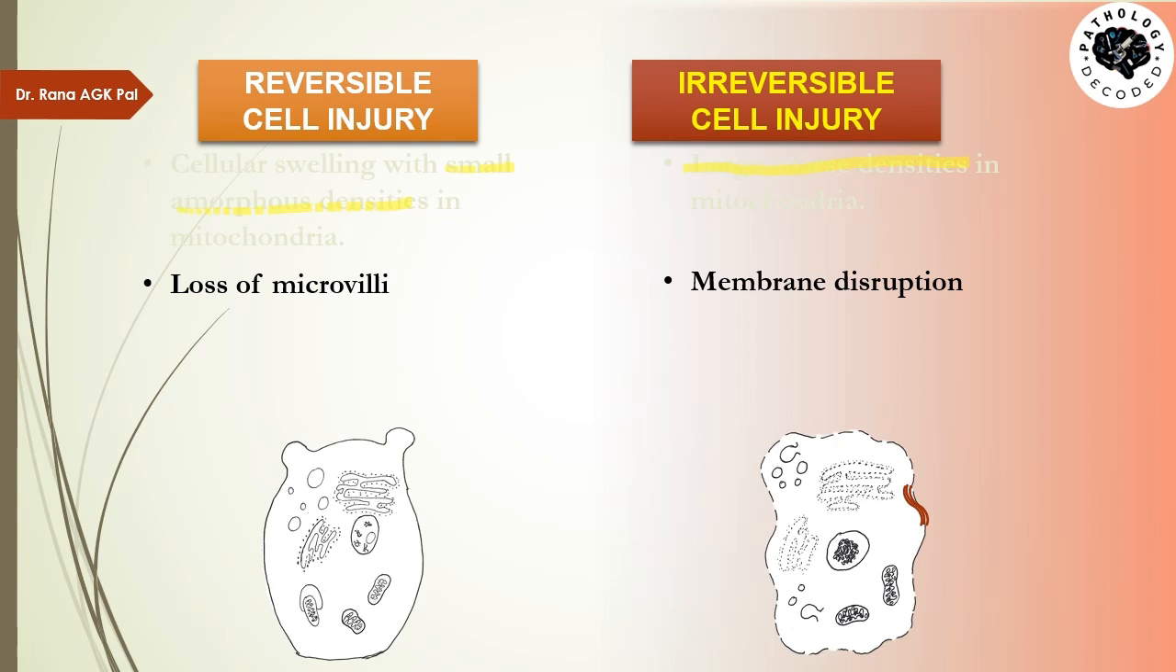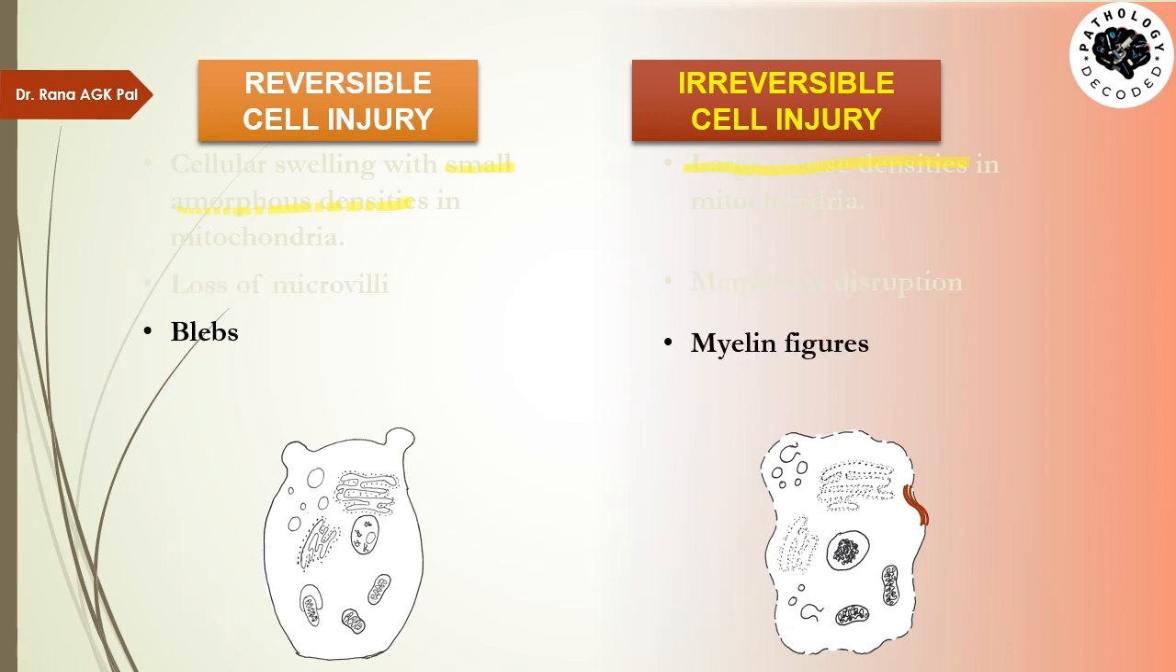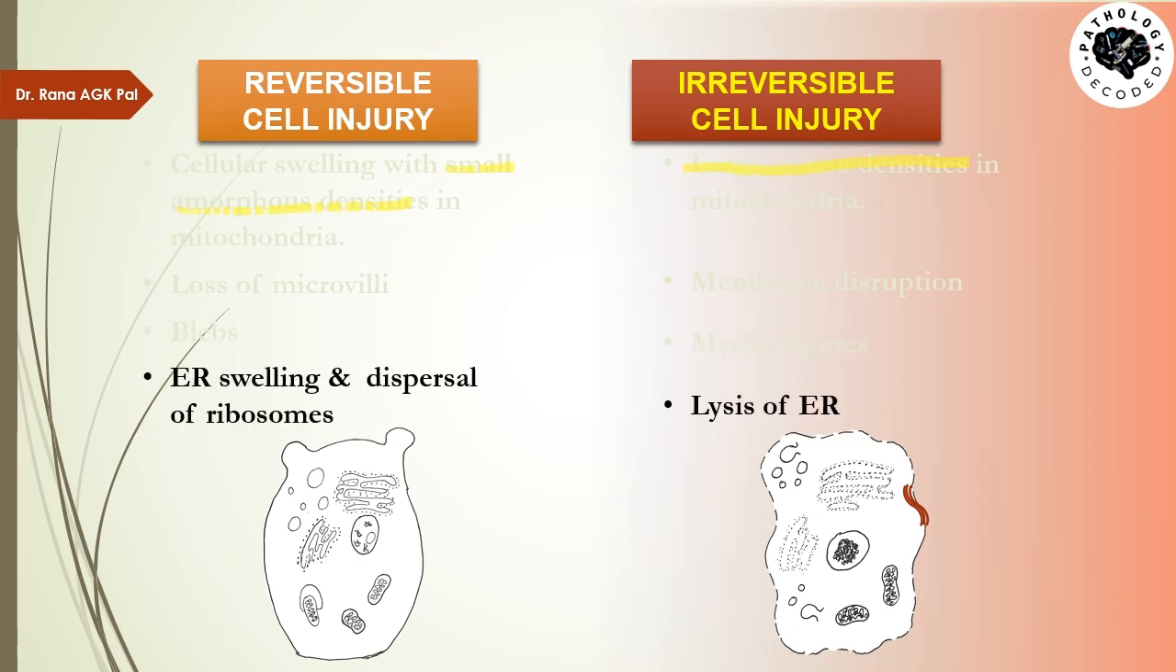In reversible injury, there is loss of microvilli, while in irreversible, we have membrane disruption. Then in reversible cell injury, there is formation of blebs, and in irreversible cell injury, we have damage to the cell membrane with the formation of myelin figures. In reversible cell injury, the endoplasmic reticulum undergoes swelling and the ribosomes get dispersed or detached from it. While in irreversible cell injury, the whole endoplasmic reticulum simply gets dissolved or disintegrated, which we call lysis of endoplasmic reticulum.